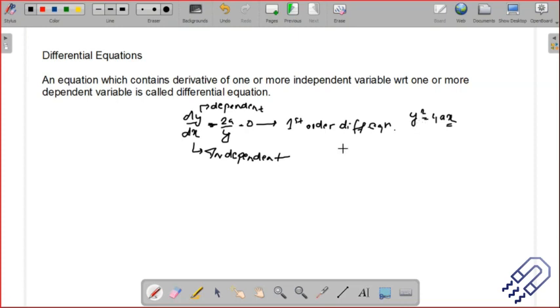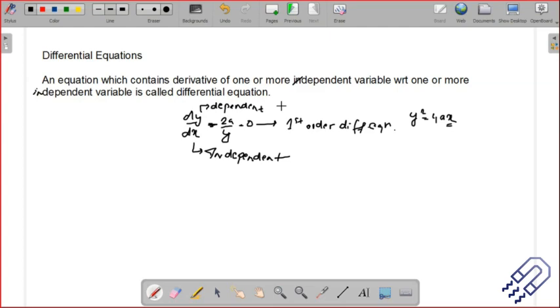So what we do here is check it out now. An equation which contains the derivative of one or more dependent variables, and we see that this is a derivative of a dependent variable. I've just written this to make it clear. So y is dependent, we are taking a derivative of that with respect to one or more independent variables. As I write down the expression, the definition becomes clear. This is called a differential equation.